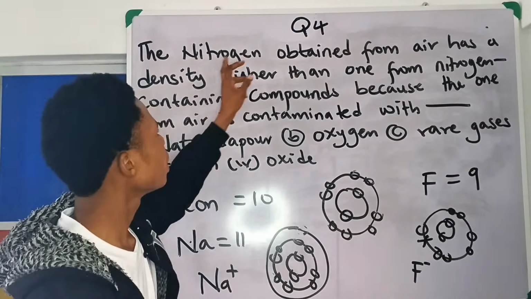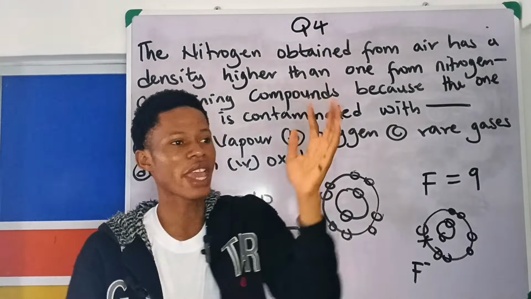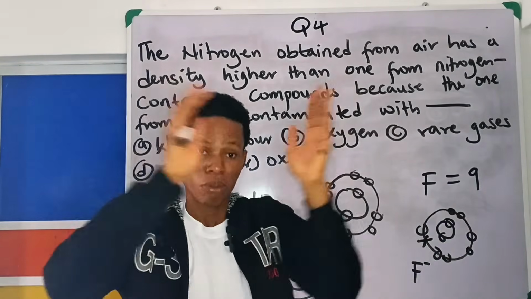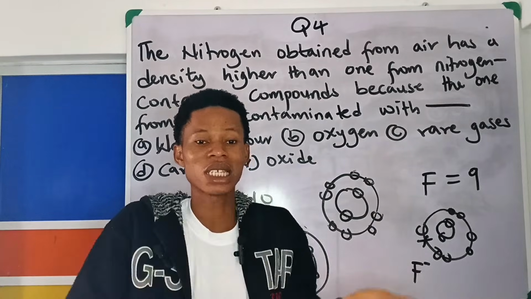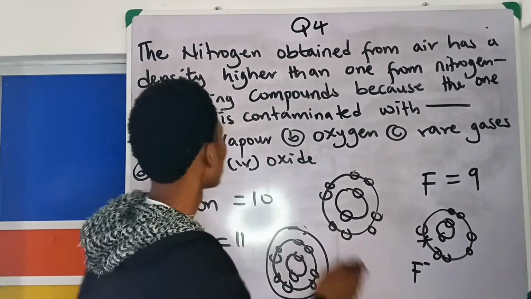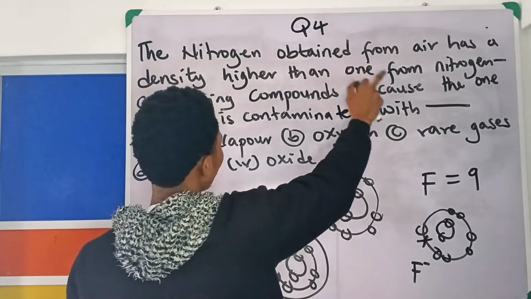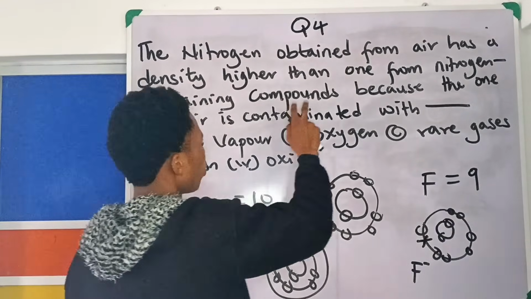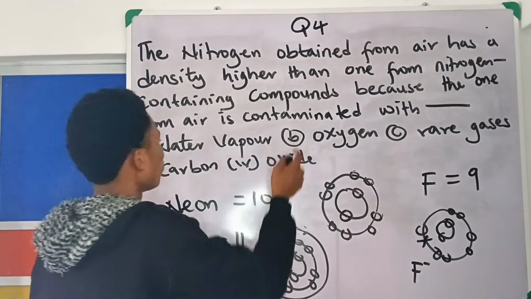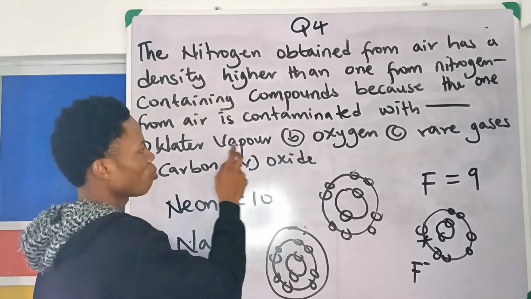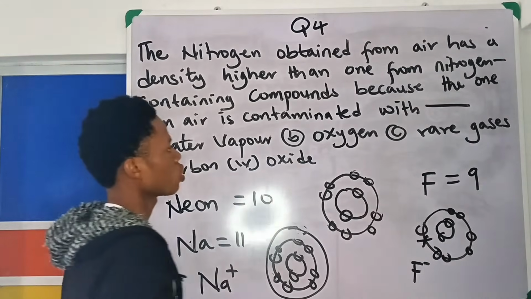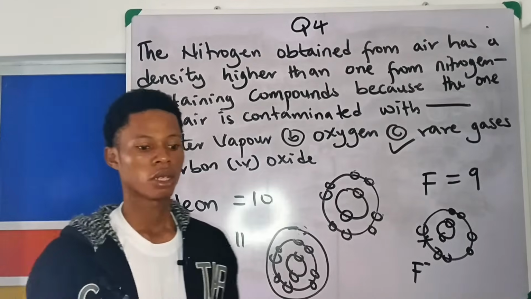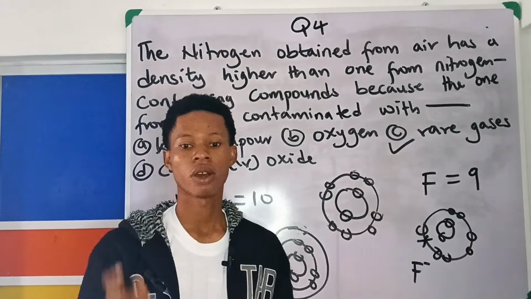So if you notice, nitrogen that you take from the air, we have noble gases, we have rare gases. They are not reacting with them, but they will just be there, increasing the density of nitrogen. So back to the question: the nitrogen obtained from air has a density higher than that from nitrogen-containing compounds, because the one from air is contaminated with what? Not water vapor, not oxygen, not carbon dioxide, but rare gases is the answer. Do you understand? Let's move on to question 5.